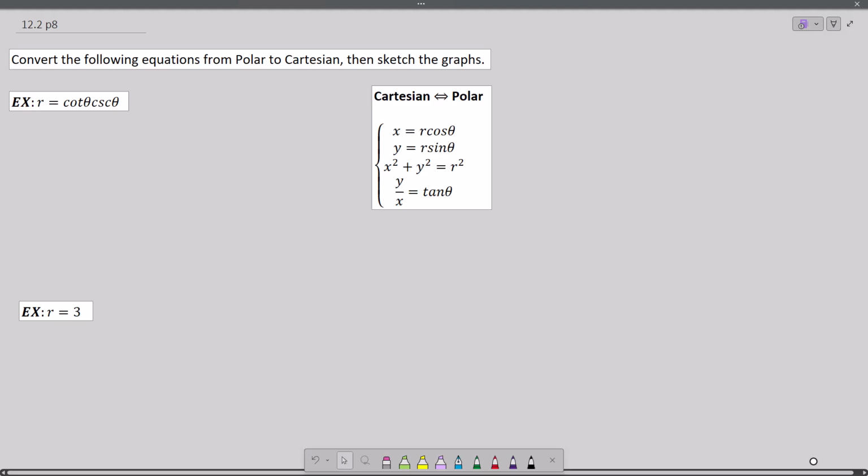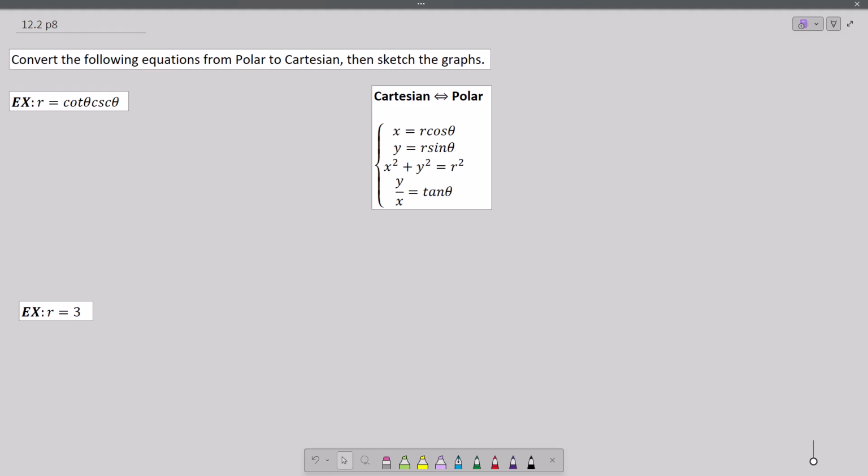So let's take a look at these two equations. These are both polar equations. So here when we see this r, you should be thinking of it as a function of theta. So you're imagining this theta ray rotating around, and then this r function is plotting a point along that ray, whatever that theta direction happens to be. The r is telling you how far from the origin you are. So this says convert the following equations from polar to Cartesian and then sketch the graphs.